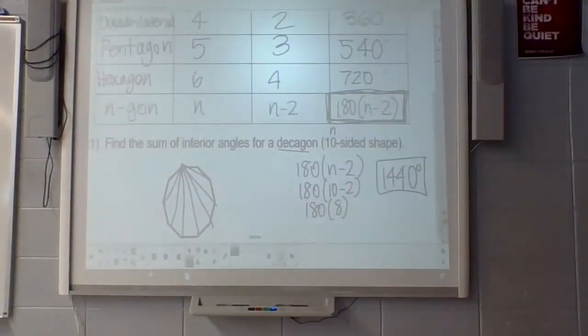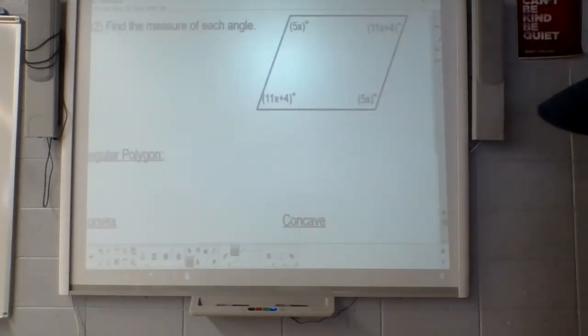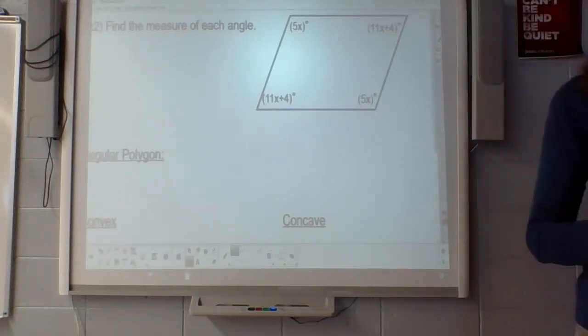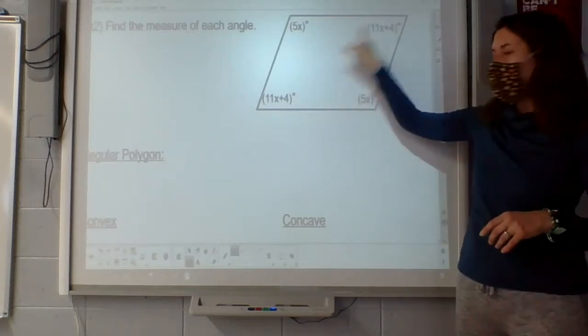All right, so let's flip to the back side. It asks us to find the measure of each angle. Now, if you notice, the opposite angles are equal. Like this equals that, this equals that.